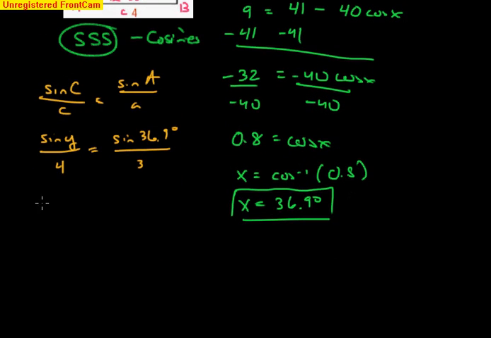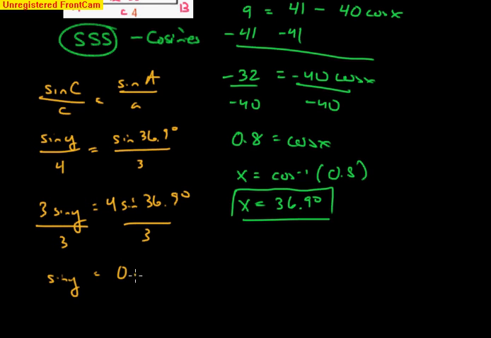Now I'm going to scroll down. Let's cross multiply. 3 sine of y equals 4 sine of 36.9 degrees. We will divide by 3. Sine of y equals 4 sine of 36.9, divided by 3, and you get something like 0.800 blah blah blah, but then you must take the inverse sine of that, because I need y. So we're going to take the inverse sine of this number, and this is just our a and s.